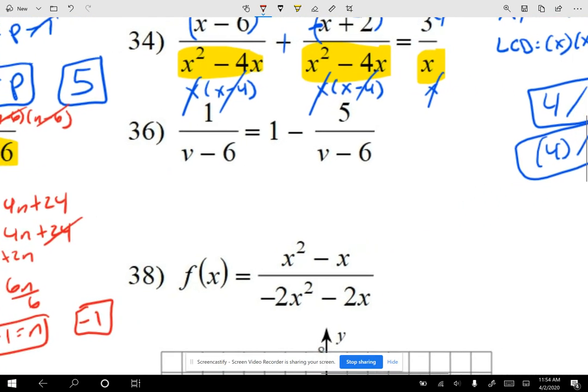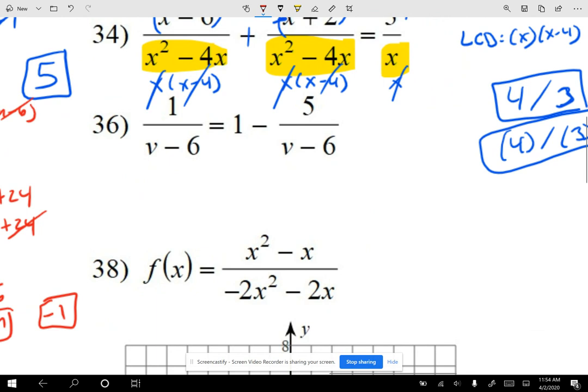All right, now looking at number 36. Factor if possible. Nothing I can factor. Now the value of v I cannot accept is 6. My LCD is v minus 6. So let me multiply this one with v minus 6, this with v minus 6, and this with v minus 6. Also, the minus in between the fractions, I'll change it to plus, and I'll give the negative to the fraction that comes right after.